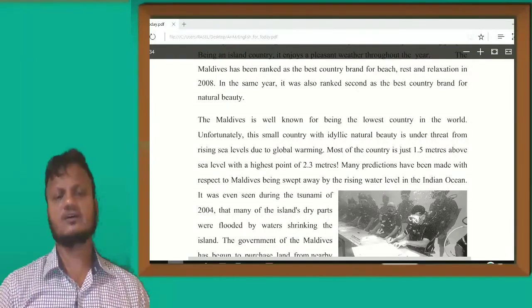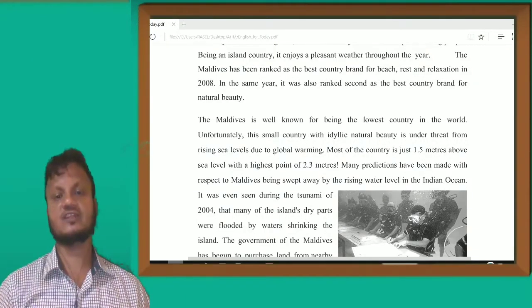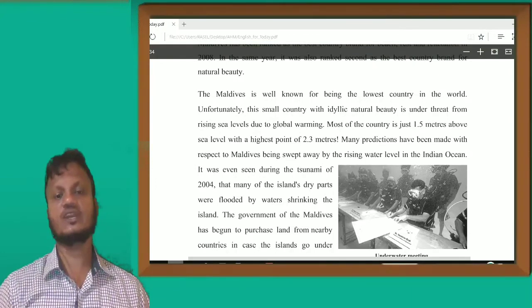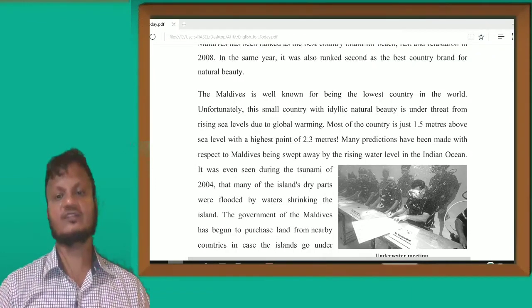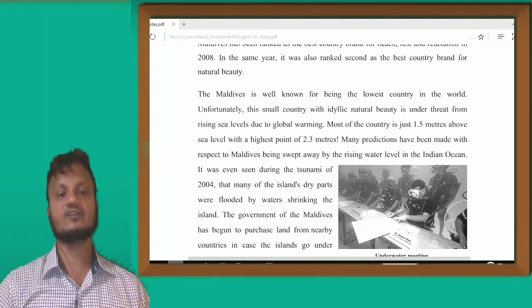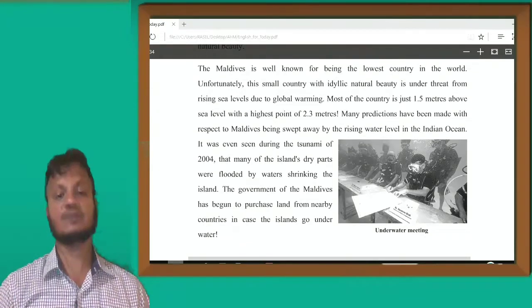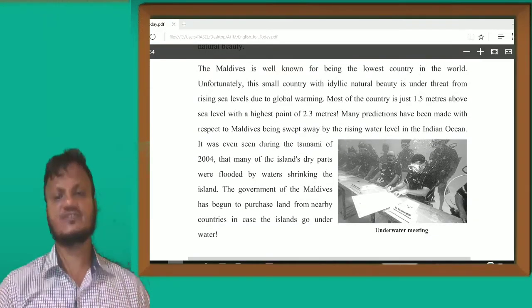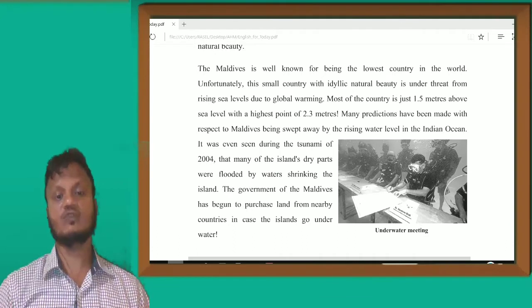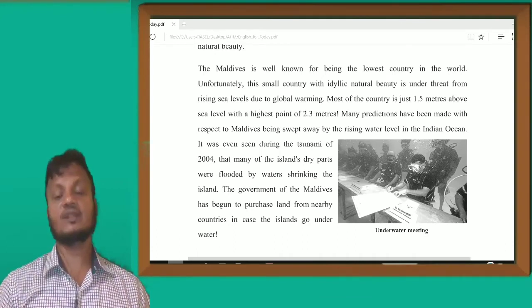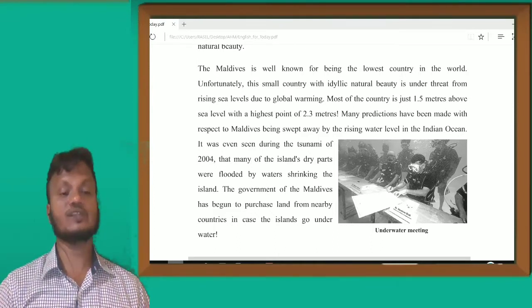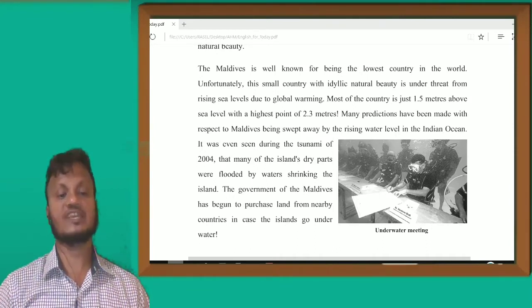The Maldives is well known for being the lowest country in the world. Unfortunately, the small country with idyllic natural beauty is under threat from a rising sea level due to global warming. Most of the country is just 1.5 meters above sea level with the highest point of 2.3 meters. Major predictions have been made with respect to Maldives being swept away by the rising water level in the Indian Ocean. It was even seen during the tsunami of 2004 that many of the island's dry parts were flooded by the water, sinking the island.